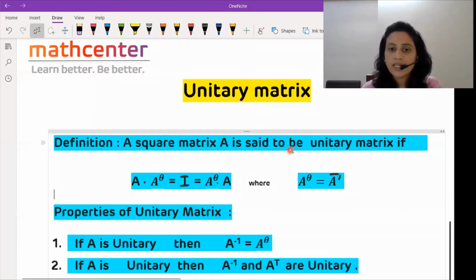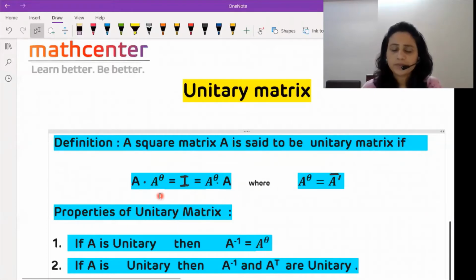A square matrix A is said to be a unitary matrix if A into A theta is equal to I, which is equal to A theta into A. It means the product of these two matrices, that is A, the given matrix, and A raised to theta, the transpose of the complex conjugate. If the product of the given matrix and its transpose of complex conjugate is equal to the identity matrix, then the given matrix A is called a unitary matrix.